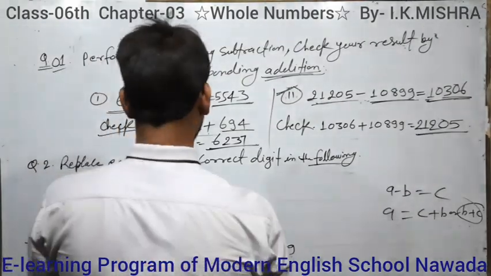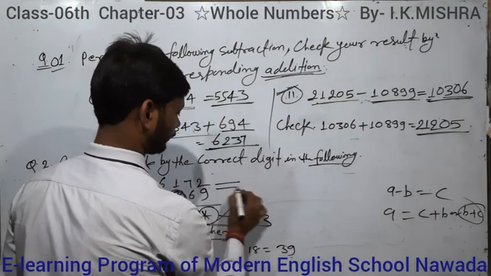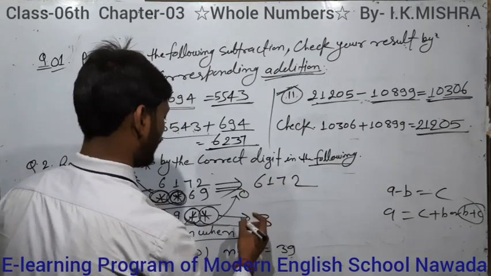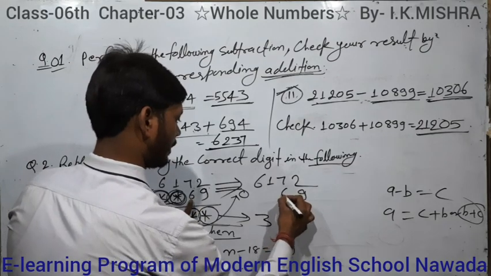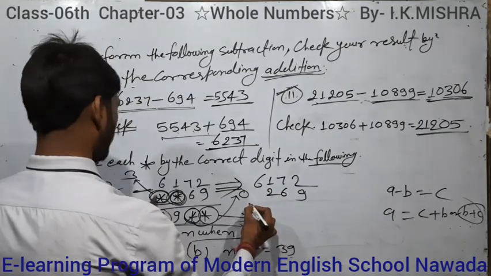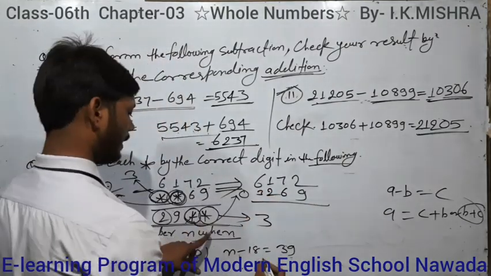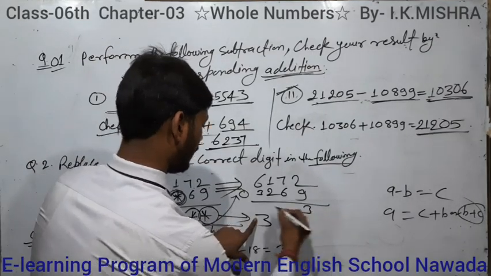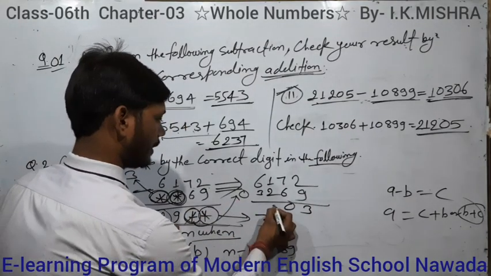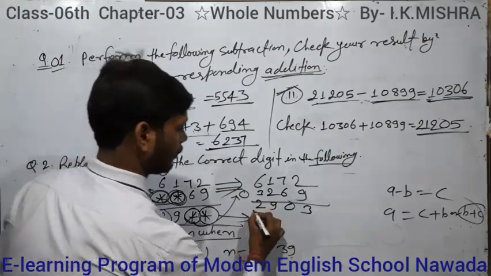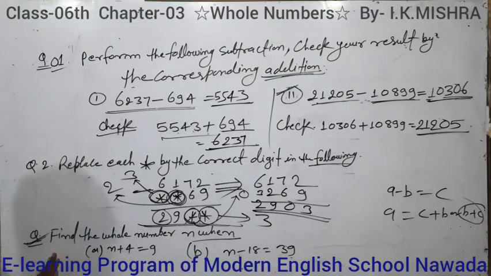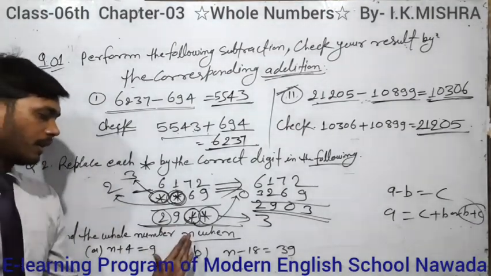That means here you can write 6172 and here 9 6. At the star place you have to put here 2 and here 3, and then at the first place 3 and the second star 0, and here 9 is given and 2. Your answer is this. After that, your next question: find the whole number n.